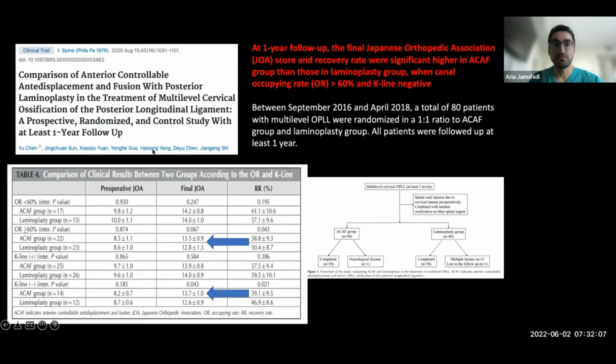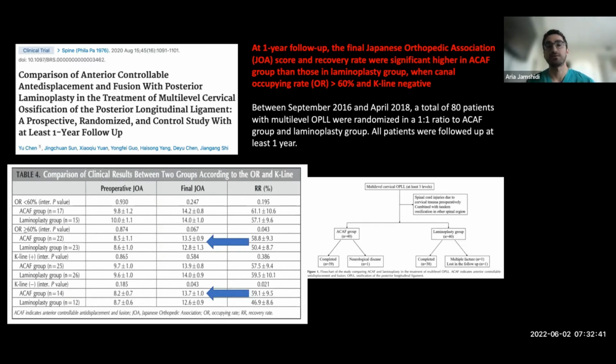In terms of randomized controlled trials of clinical studies looking at this technique, this was an interesting study published in 2020 comparing the ACAF procedure to laminoplasty. The authors found that at 1 year follow-up, the JOA score and recovery rate were significantly higher in the ACAF group than those in the laminoplasty group.